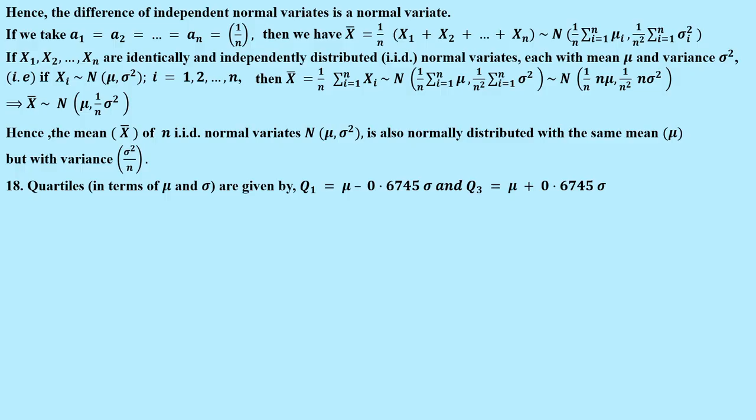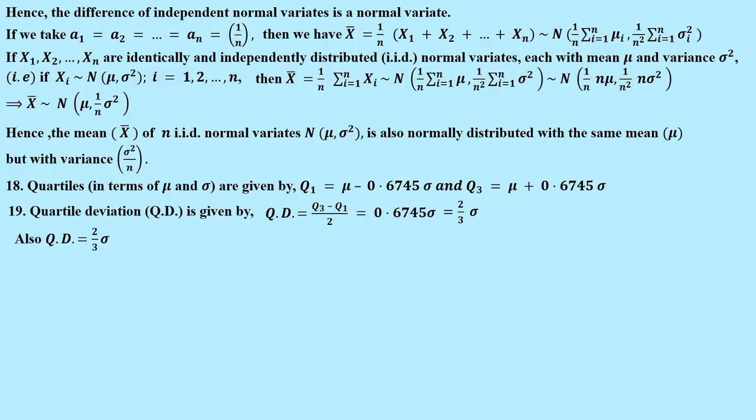Next property, quartiles in terms of mu and sigma are given by q1 equal to mu minus 0.6745 sigma and q3 equal to mu plus 0.6745 sigma. Quartile deviation is given by QD, which is equal to q3 minus q1 by 2, that is equal to 0.6745 sigma, that is equal to 2 by 3 sigma. Quartile deviation is 2 by 3 sigma or 4 by 6 sigma.